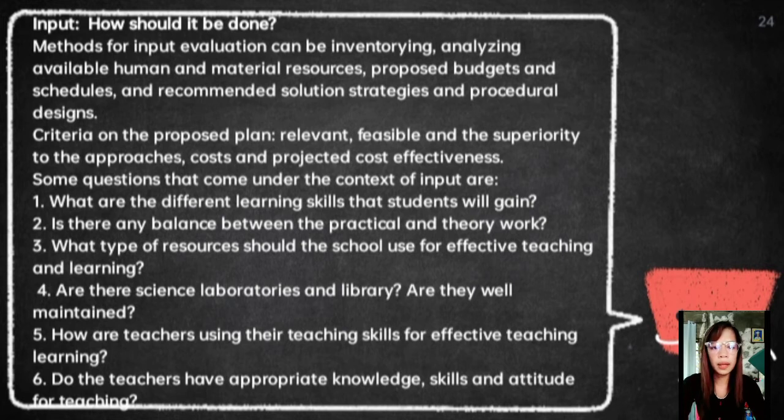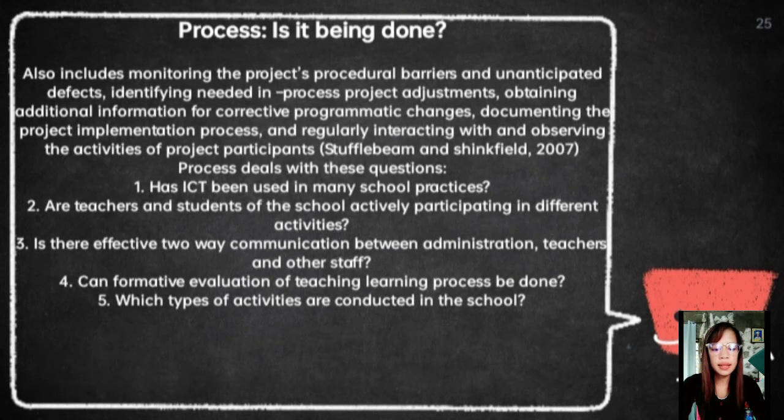On the third component, it answers the question, is it being done? Process evaluation monitors the project implementation process. It provides an ongoing check on the project's implementation process. Important objectives of process evaluation include documenting the process and providing feedback regarding: A. The extent to which the planned activities are carried out. B. Whether adjustments or revisions of the plan are necessary. An additional purpose of process evaluation is to assess the extent to which participants accept and carry out the rules.